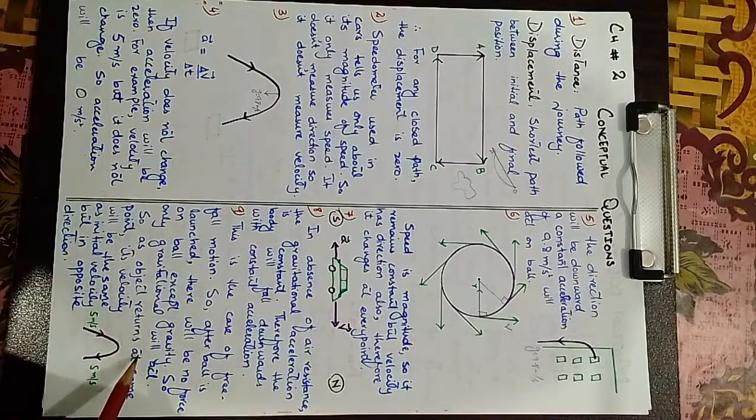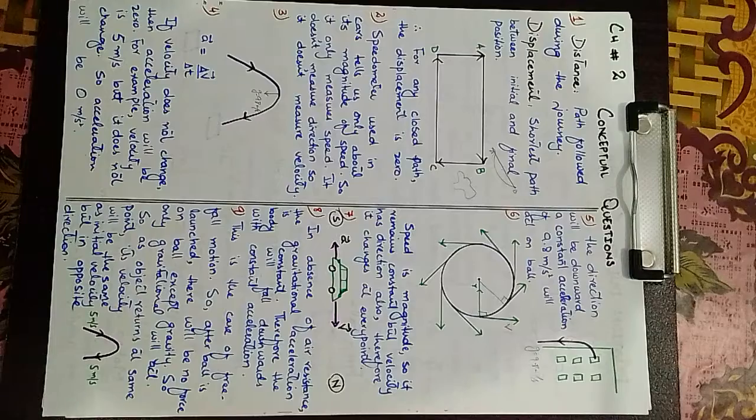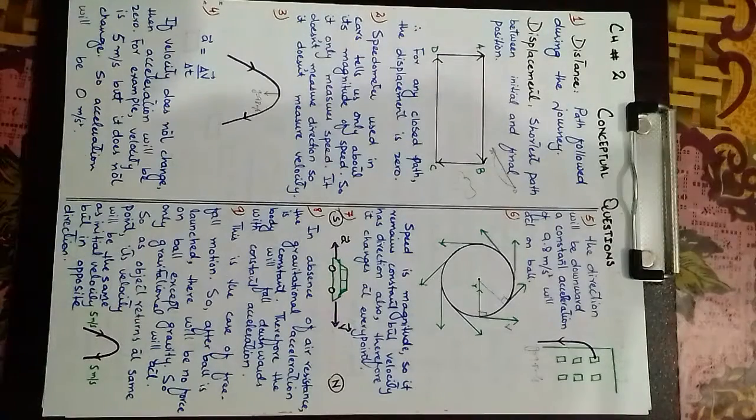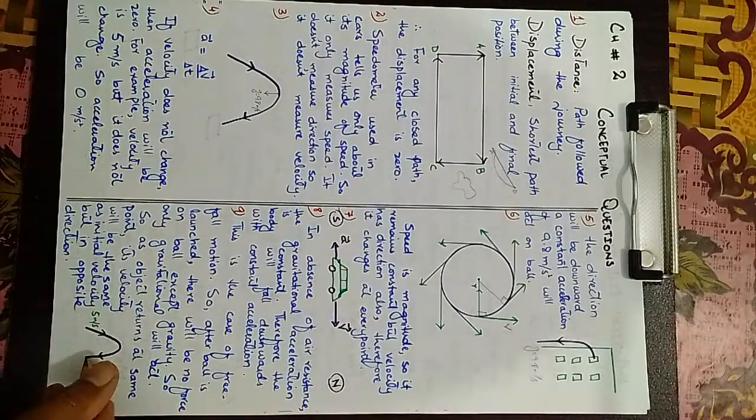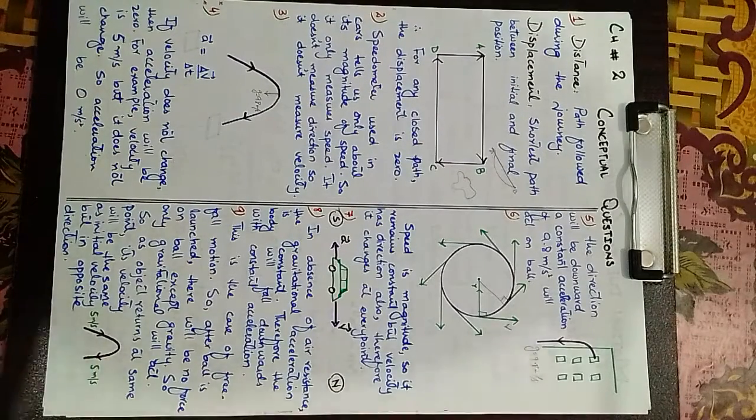So as the object returns at the same point, its velocity will be the same as the initial velocity but in the opposite direction. So अगर 5 meters per second की स्पीड से या वेलोसिटी से हमने उसे थ्रो किया था, so उसी स्पीड के साथ वो exactly उसी पॉइंट पर वापस भी आएगी. Right? So these were all the conceptual questions.